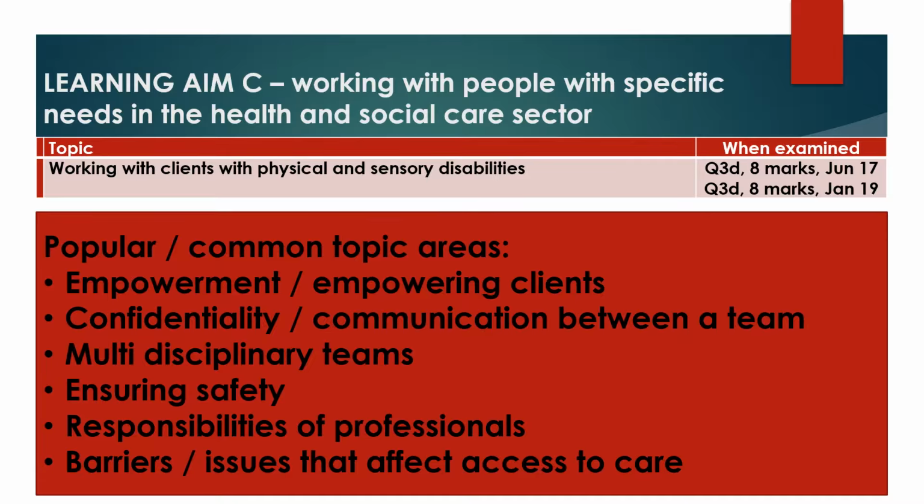So overall, the popular or common topic areas, things that seem to come up over and over again, which are worth looking at, would be empowerment and empowering a client, confidentiality and communication between a team, particularly keeping confidentiality in place, multidisciplinary teams working together, ensuring safety, responsibilities of professionals and barriers to care.